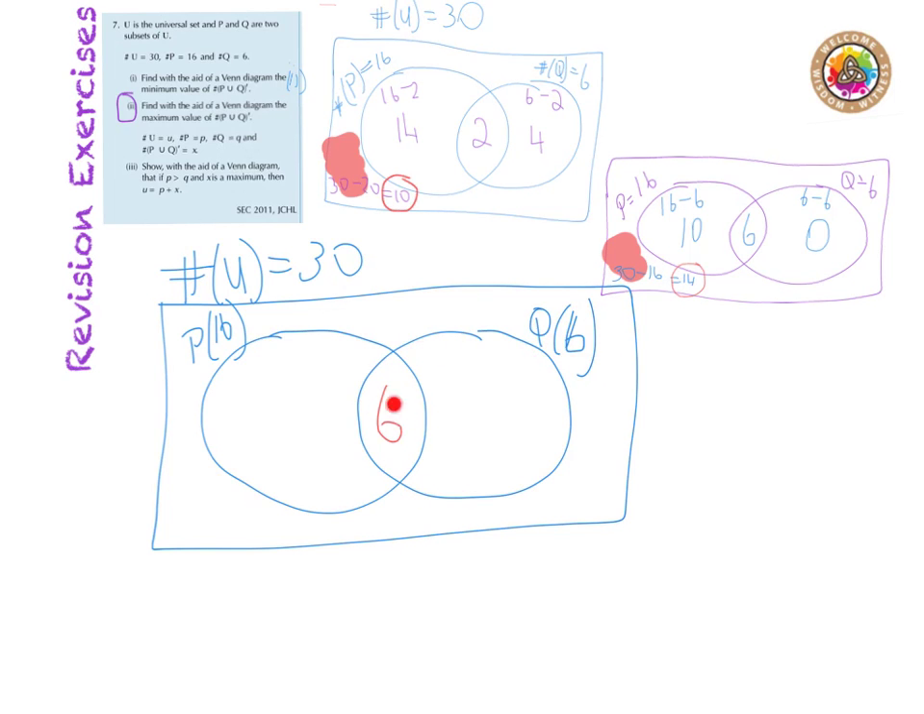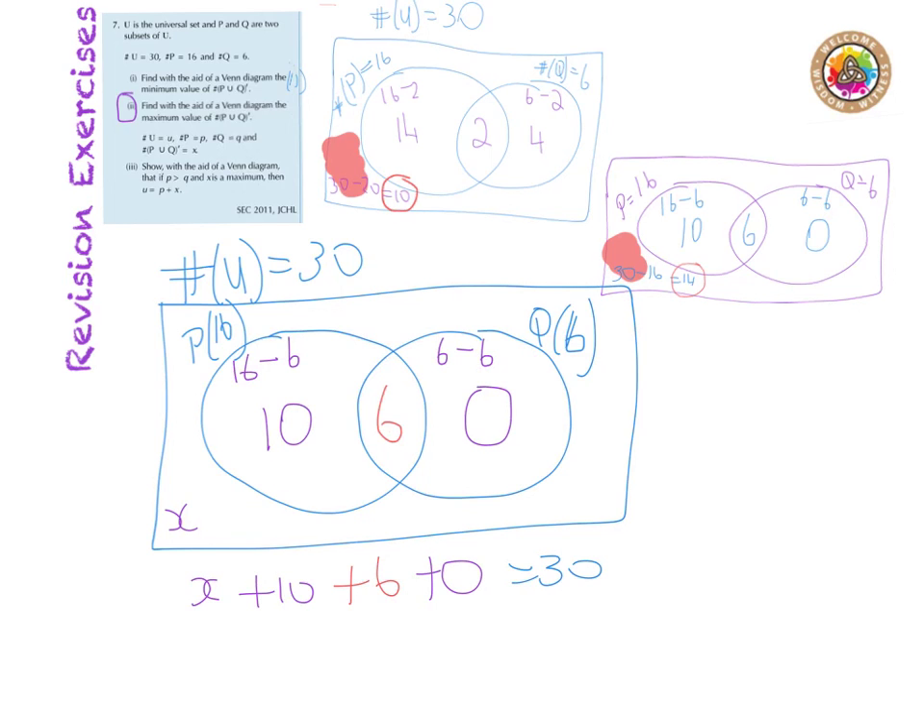So if I have 6 in the intersection, that means I'll have 0 left in Q only, because 6 take away 6 gives me 0. Whereas in P only, 16 take away 6 leaves me with 10. In outer space, again, we'll call that X. So this time we have X plus 10 plus 6 plus 0 equals 30. Tidying that up, we see that X plus 16 is equal to 30.